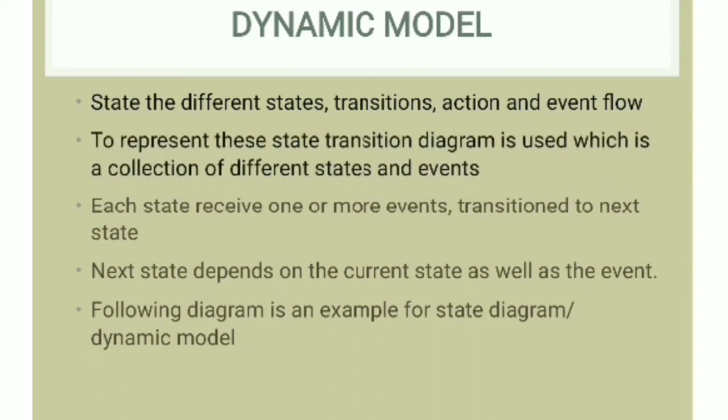A state transition diagram is used for representing the dynamic model, which is nothing but a collection of different states and events. Each state receives one or more events and transitions to a next state. After a certain event occurs, only then is the transition from one state to another state possible. The next state depends on the current state as well as the event.